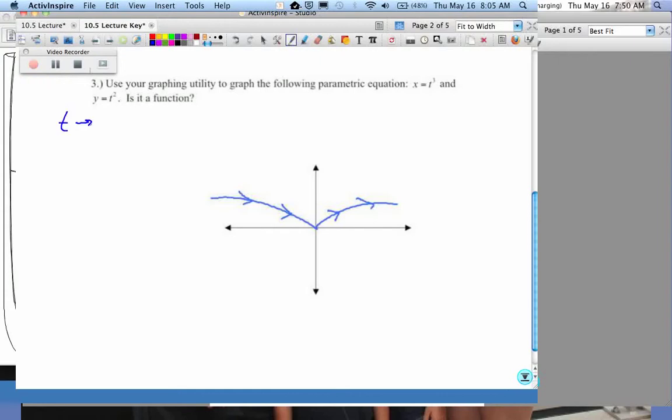What did you guys find worked for your T values? -3 to 3 work? That's fine. When in doubt, I tend to go back to like a -10 to 10. But anyway, the direction is kind of, I heard, looks like a bird there, and it comes in from left to right.